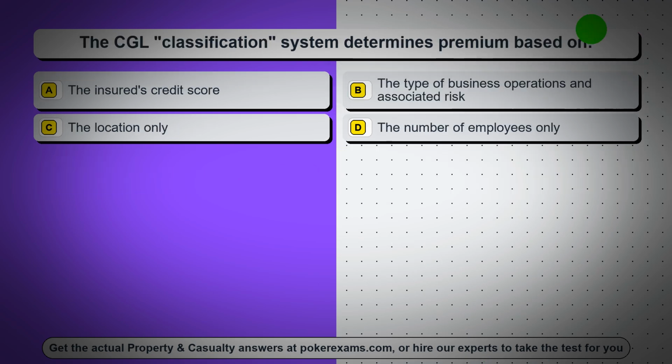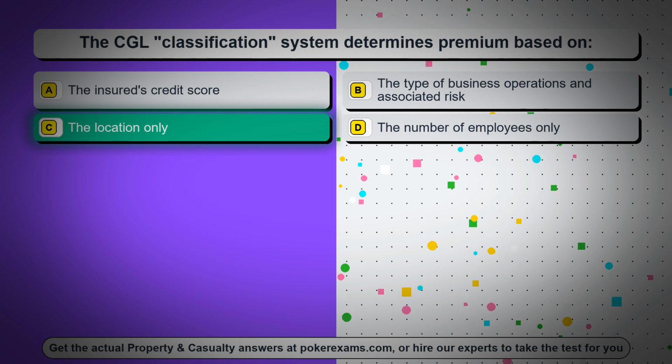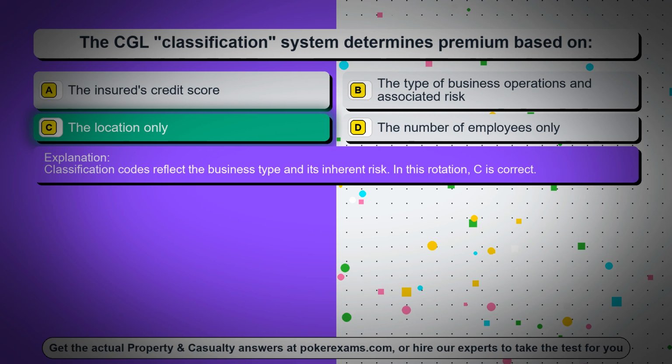Question 80. The CGL classification system determines premium based on option A, the insured's credit score. Option B, the type of business operations and associated risk. Option C, the location only. Option D, the number of employees only. The correct answer is option C, the location only. Classification codes reflect the business type and its inherent risk. In this rotation, C is correct.